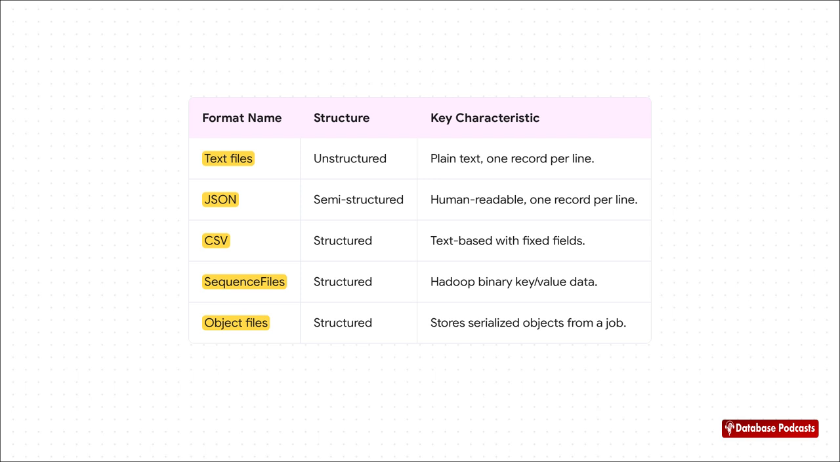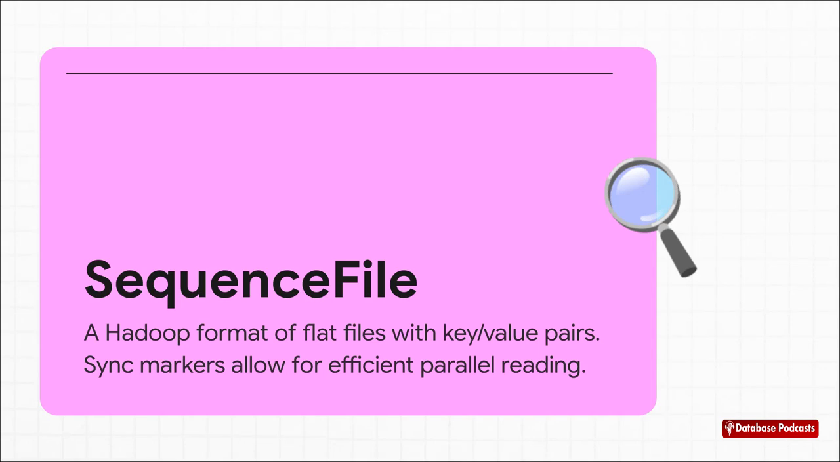Then you get into the more serious, machine-optimized formats like sequence files, which are great for binary key-value data, and object files, which are super useful for saving data from one job so another one can use it later. Let's zoom in on sequence files for a minute, because if you're in the Hadoop ecosystem, you are definitely going to see these.